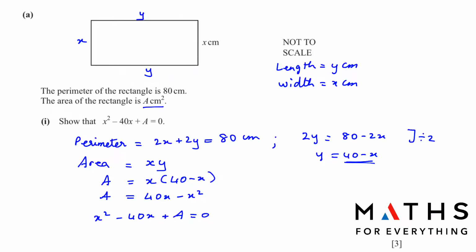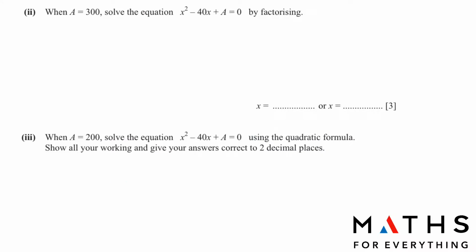Whenever two equations or two dimensions are mentioned, perimeter and area, write them separately and see how you can combine them and make them into one equation. Part 2. When a is 300, solve the equation. So let's replace. It's a quadratic equation and we have to solve it by factorizing.